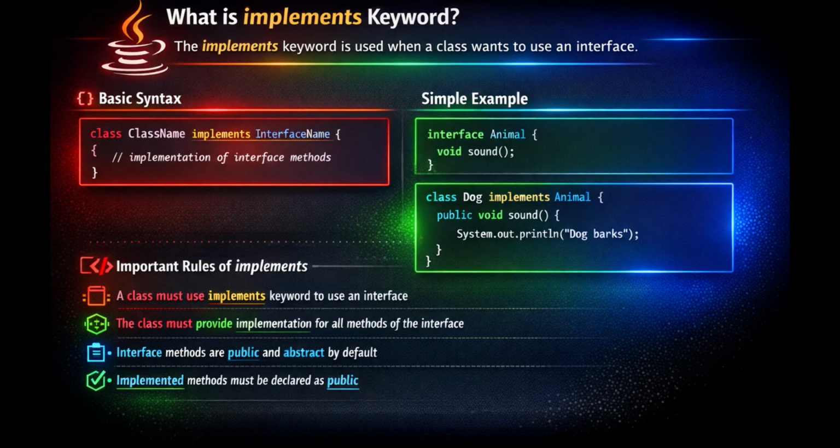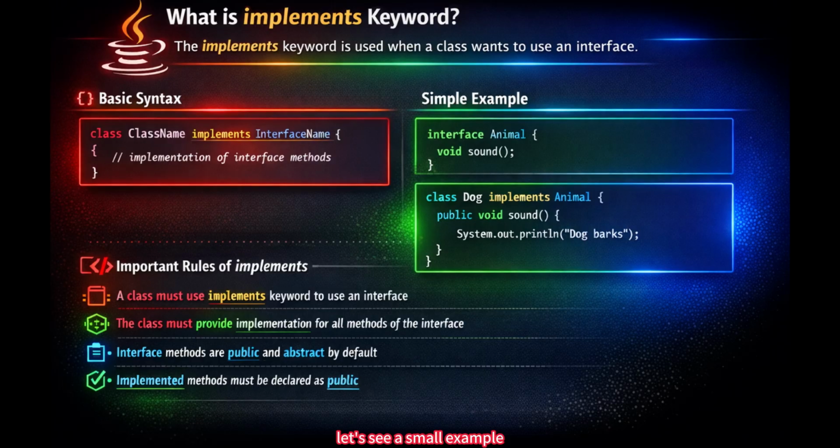Now, how do we use an interface in a class? For that, Java provides the implements keyword. Whenever a class wants to use an interface, it must use the implements keyword. First, let me explain the basic syntax of a class implementing an interface. First we write the class keyword. Then we write the class name. After that we use the implements keyword to use the interface. Then we write the interface name.